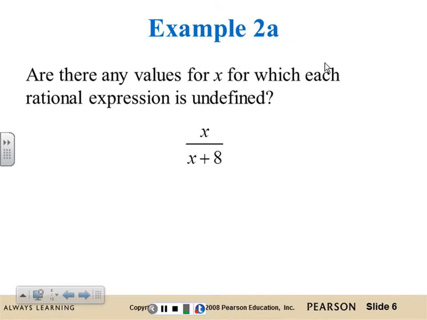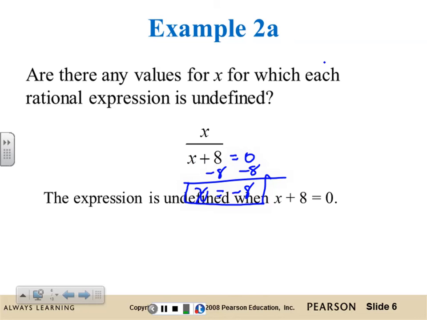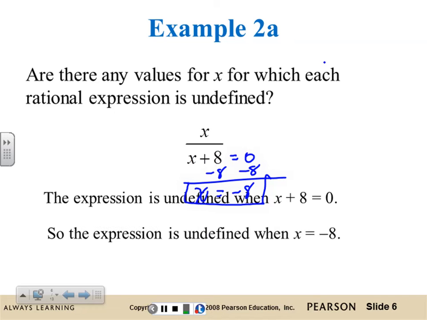So, are there any values for x for which each rational expression is undefined? For this one, remember, it's asking for values of x that make the expression undefined. So all we've got to do is make that denominator go to 0. If we solve this, we're going to get x is equal to -8. So the value that makes this rational expression undefined would be -8. The expression is undefined when x plus 8 equals 0, and so the expression is undefined when x is equal to -8.